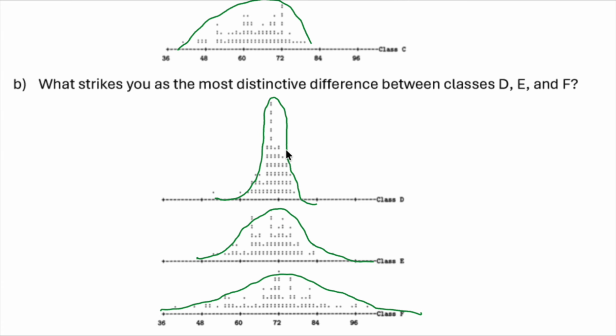In this case, it's definitely the range or the standard deviation that is quite different. So this is class D, E, and F. Just by looking at the graph, you can see D has the most narrow shape and it's much taller than E and F. And F has the most spread out shape, which means it has the highest value for standard deviation, and D has the lowest value for standard deviation.